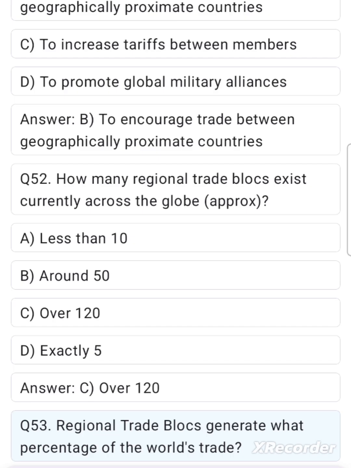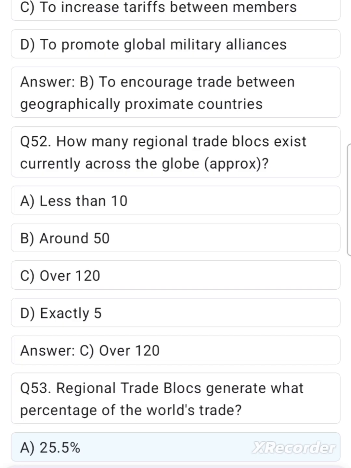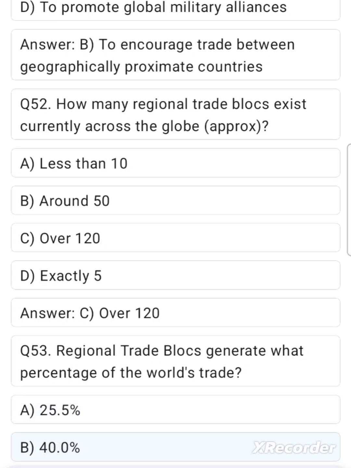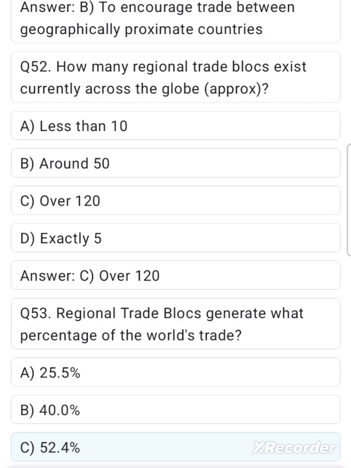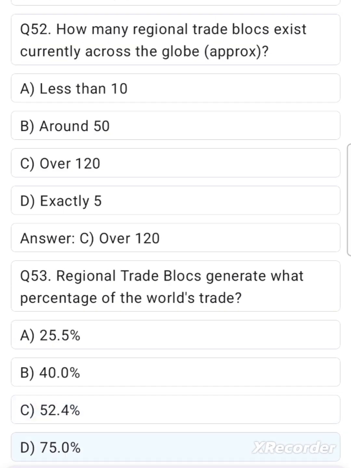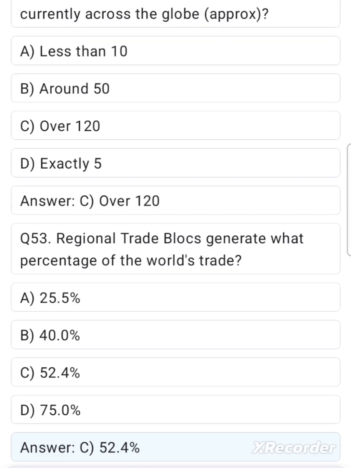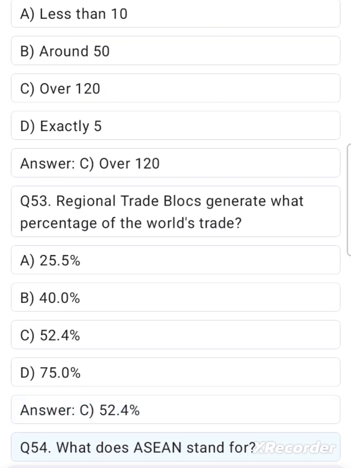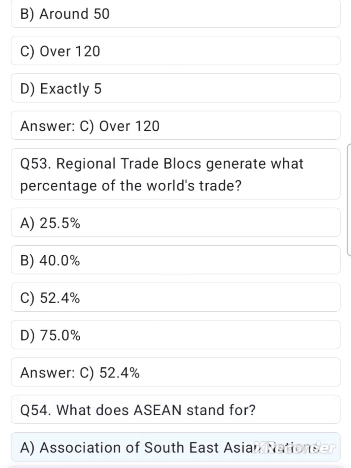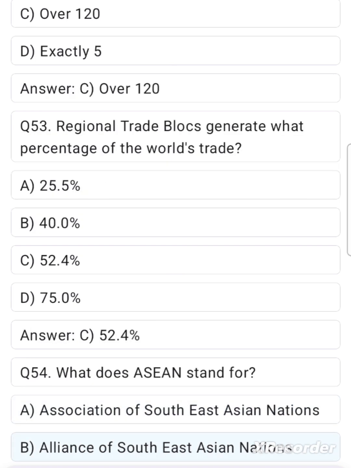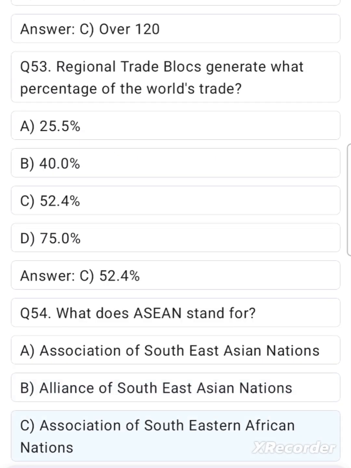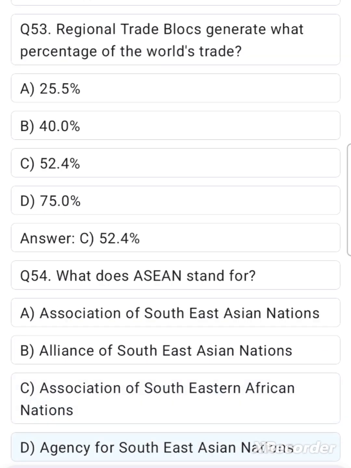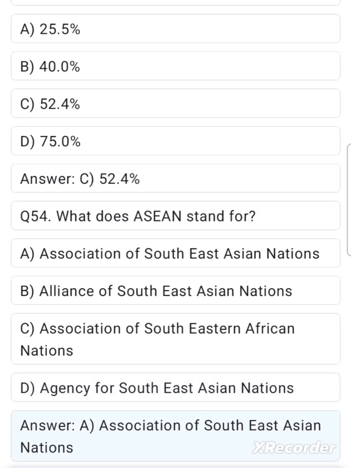Q53. Regional trade blocs generate what percentage of the world's trade? A. 25.5%. B. 40.0%. C. 52.4%. D. 75.0%. Answer: C. 52.4%. Q54. What does ASEAN stand for? A. Association of Southeast Asian Nations. B. Alliance of Southeast Asian Nations. C. Association of Southeastern African Nations. D. Agency for Southeast Asian Nations. Answer: A. Association of Southeast Asian Nations.